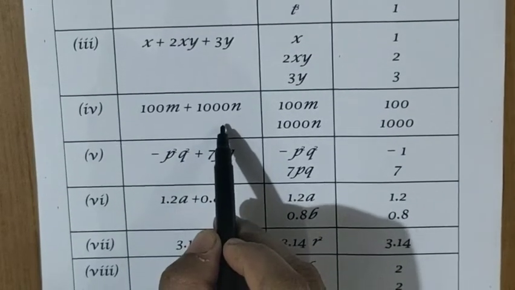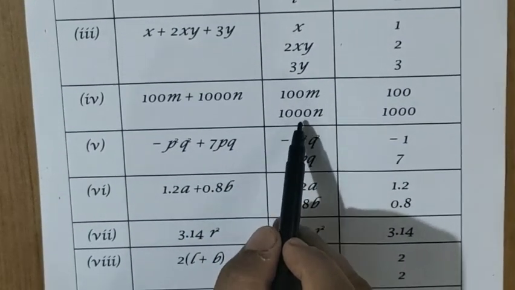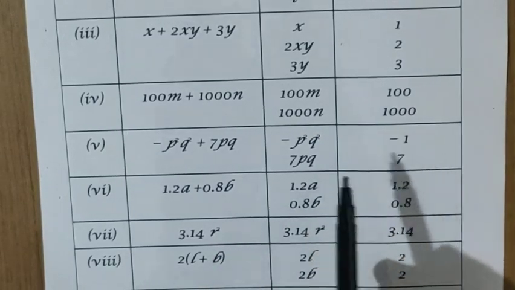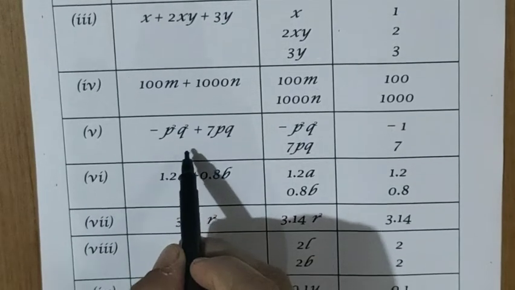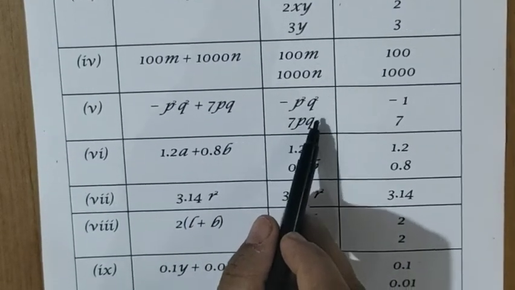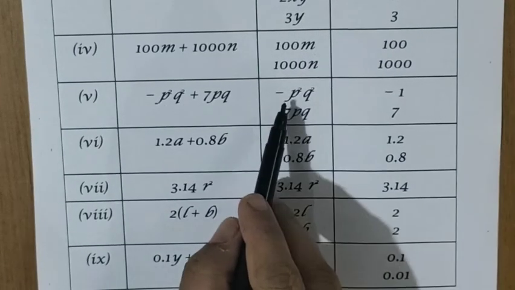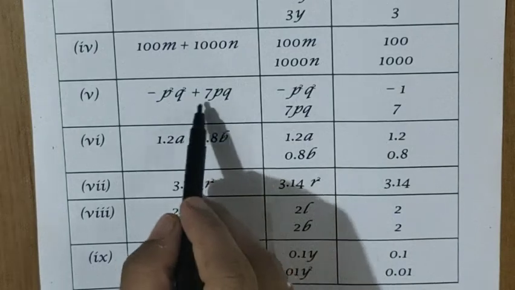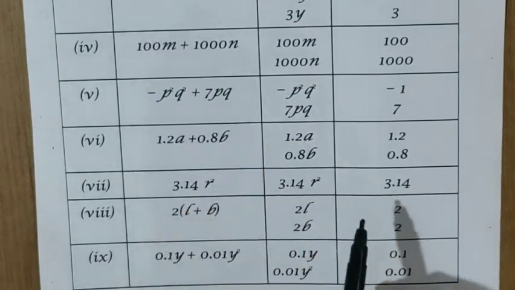100m plus 1000n. Tell me the terms: 100m, 1000n. Which are the coefficients? 100 and 1000. Minus p square q square plus 7pq. What are the terms now? Minus p square q square and 7pq. Which are the coefficients? Minus 1 and 7. This also, you can see that no constant is there.